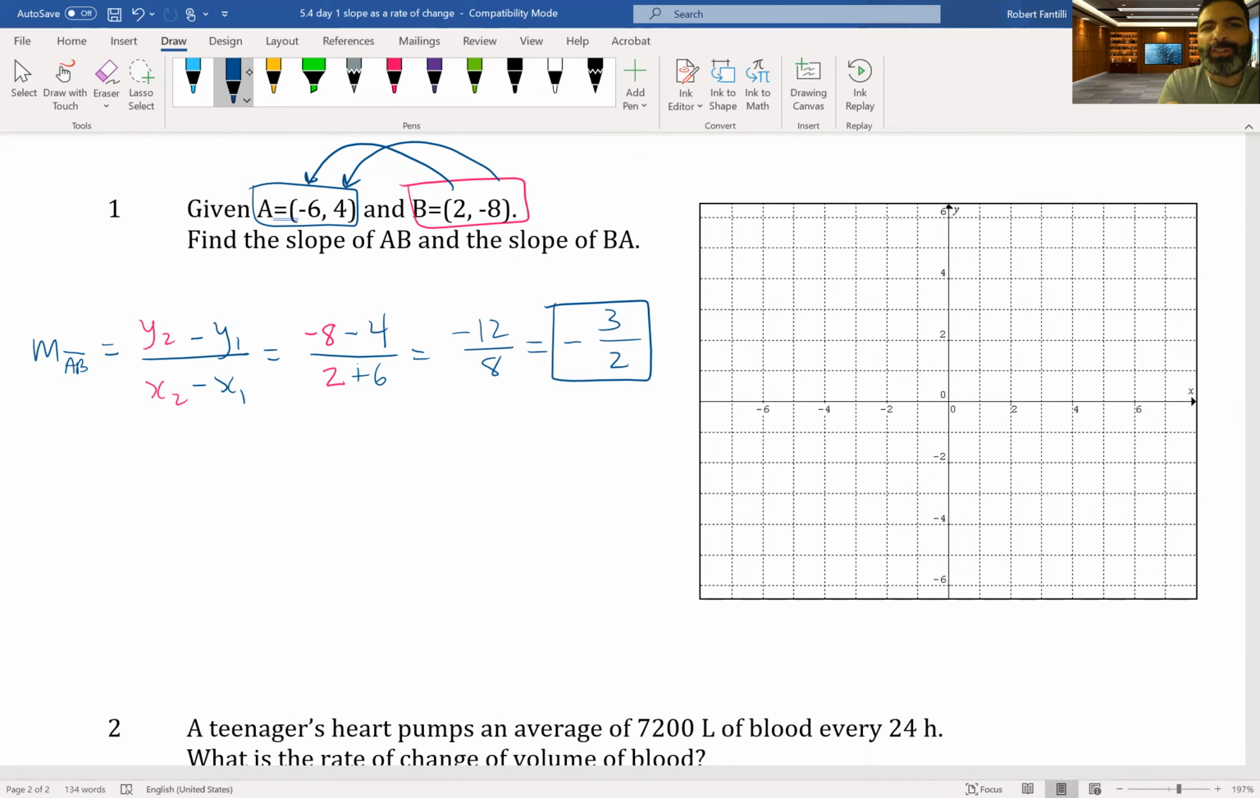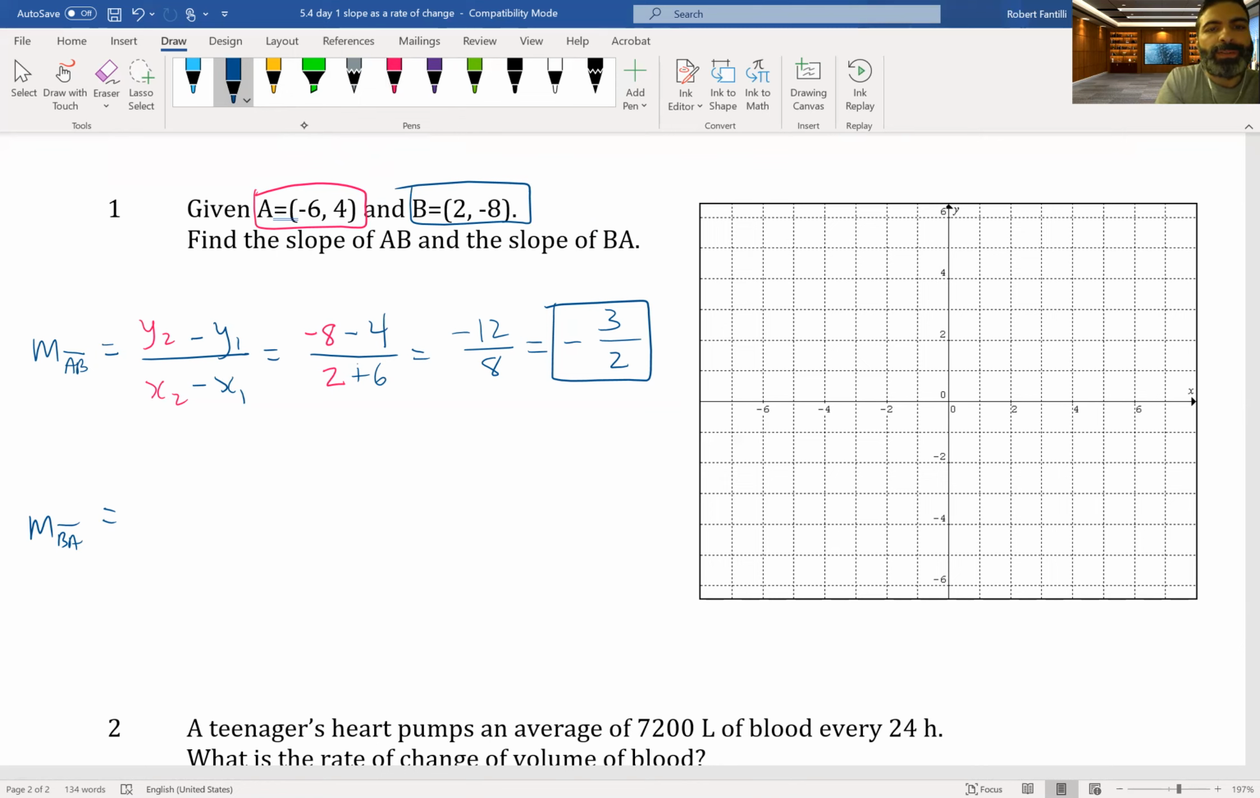Then the question says, find the slope of BA. We covered this in some of our EDSB entrance tickets. So let's see if we reverse the coordinates and I write this as BA. Okay. So now I'm going to choose A as my second set of coordinates. Let me erase that. And we're going to go the reverse order. We'll make the A values our second set and the B values the first set.